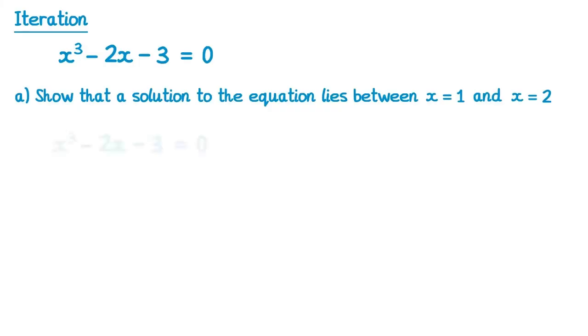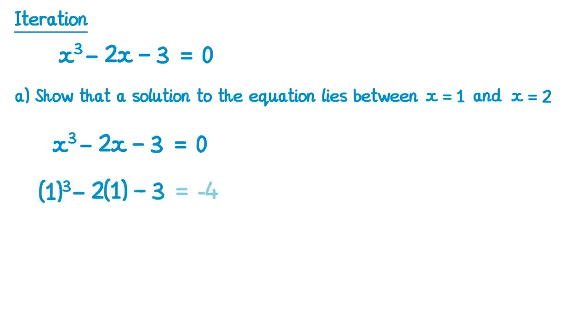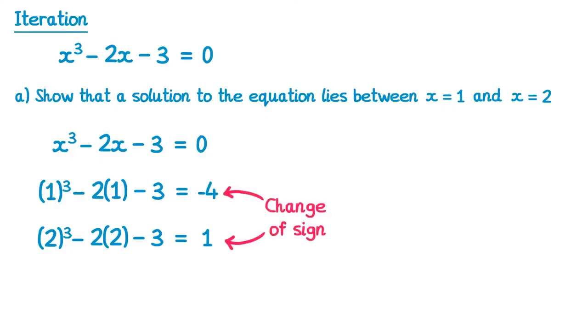To do this, all we do is take the equation and substitute in values x equals 1 and x equals 2. So if we substitute in 1, we'd get 1 cubed minus 2 times 1 minus 3, which comes out as negative 4. If we substitute in 2, we get 2 cubed minus 2 times 2 minus 3, which gives us 1. At this point, we can observe what we call a change of sign. It's a change of sign because we've gone from negative to positive. It would also be a change of sign if it went from positive to negative.